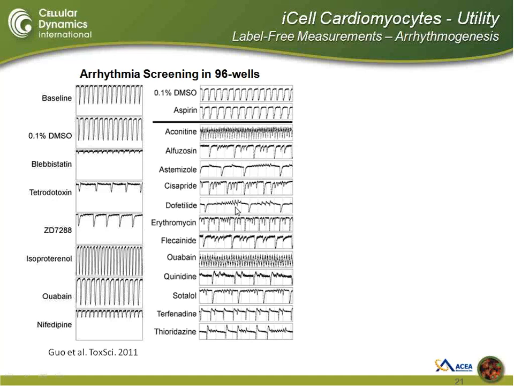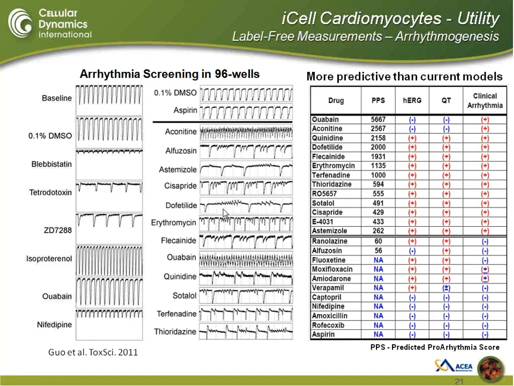From this data, they were able to generate a predicted pro-arrhythmic score. You can refer to the paper in Toxicological Sciences to take a look at how they calculated the predicted pro-arrhythmic score. However, when they rank ordered the iCell cardiomyocytes from what it predicted to be the highest risk to the lowest risk, what they found was very interesting.